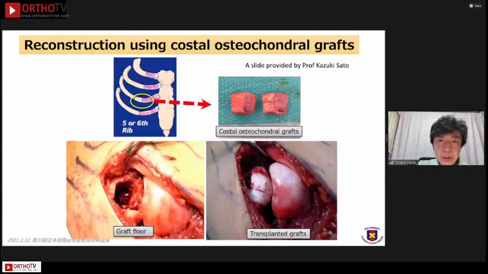This slide was provided by Professor Kazuki Sato. This is the reconstruction using costal osteochondral graft. The graft was harvested from the 6th costal osteochondral junction from the rib. The graft floor was prepared and the graft transplanted here.